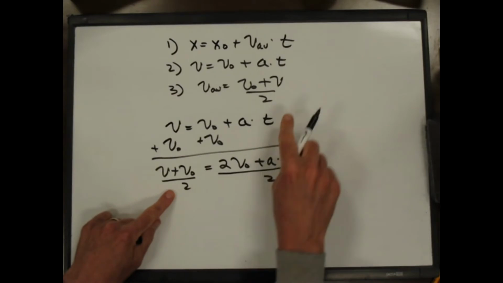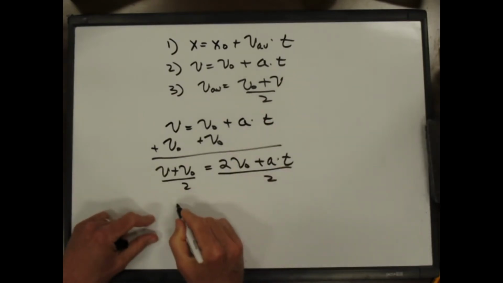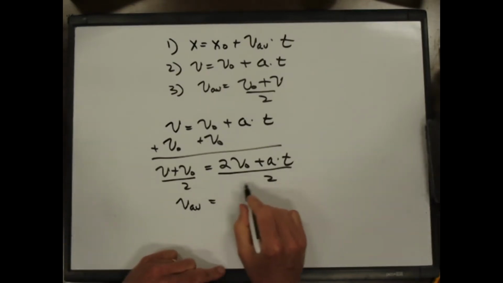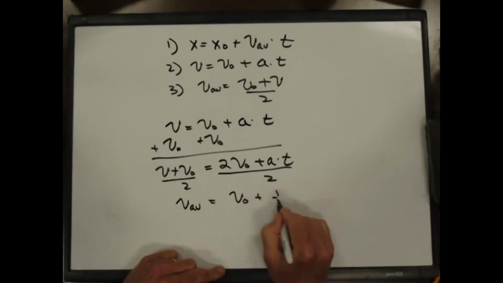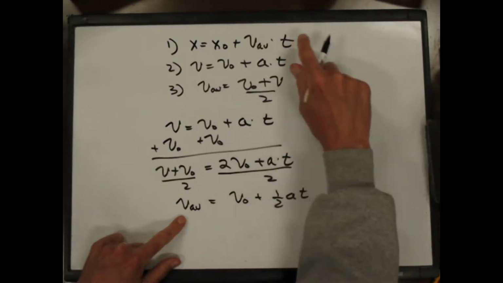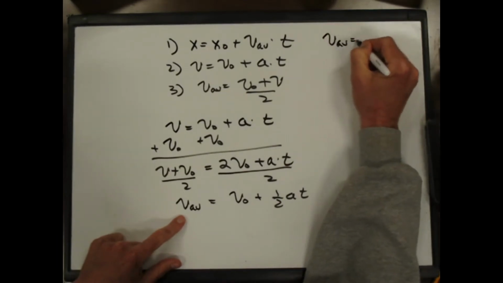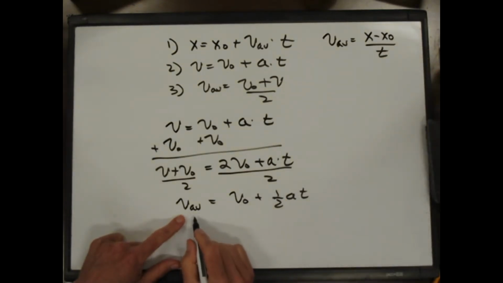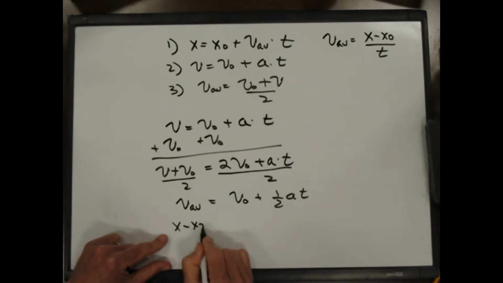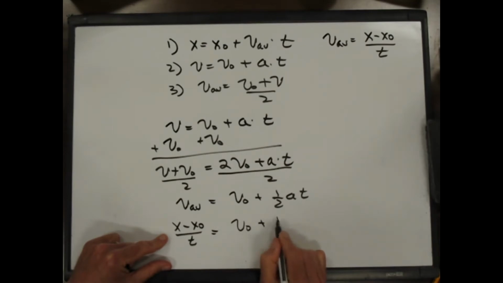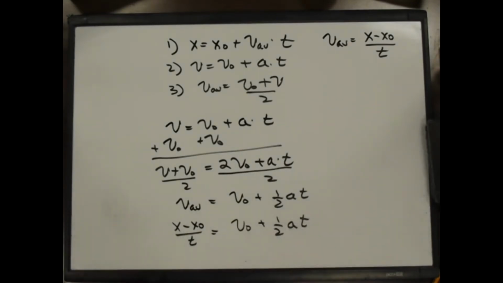And this, you'll recognize, is just the average velocity. And so this is V average is equal to, if I divide that by 2, I get V naught plus 1/2 the acceleration times the time. And now if we look at this V average and look at a different version of this equation, V average is equal to x minus x naught divided by time. And I can substitute that in here, and I get x minus x naught divided by time is equal to V naught plus 1/2 the acceleration times the time.